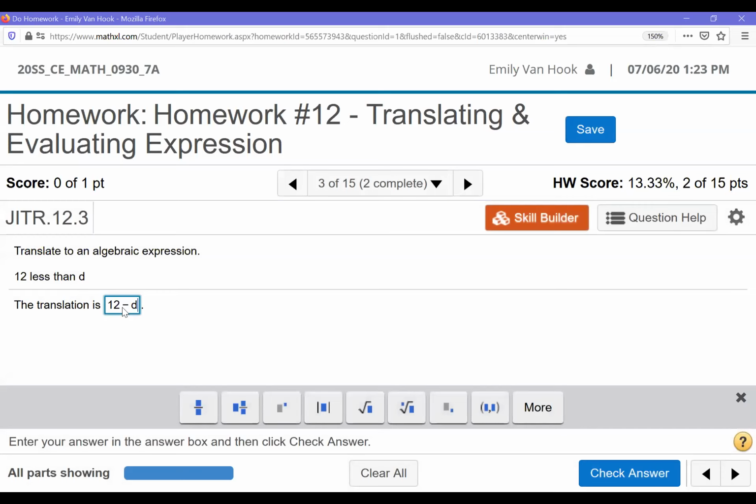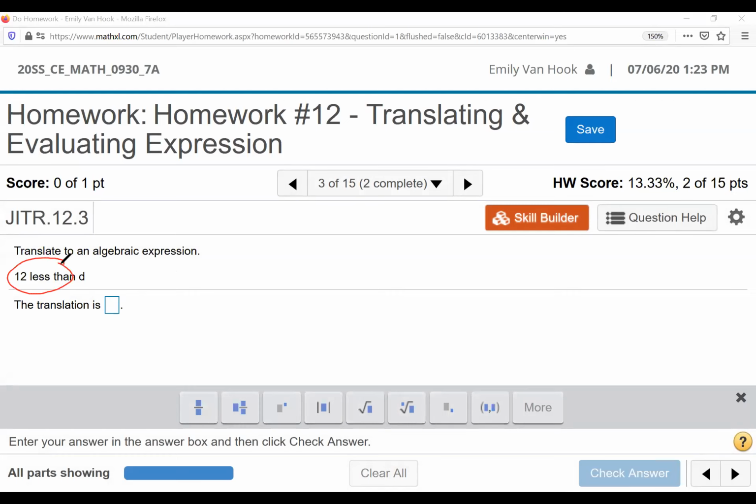Okay, so this is an example of the order of our phrase in English does not necessarily match the order of our phrase in algebra. So 12 less than something actually means I'm subtracting 12. What am I subtracting it from? In this case, D. So 12 less than D, I would write D minus 12.